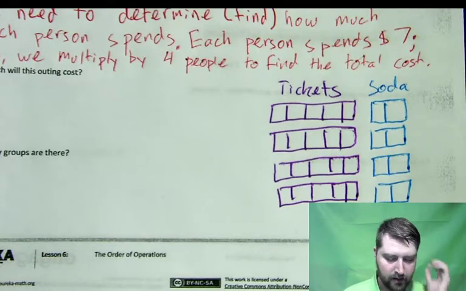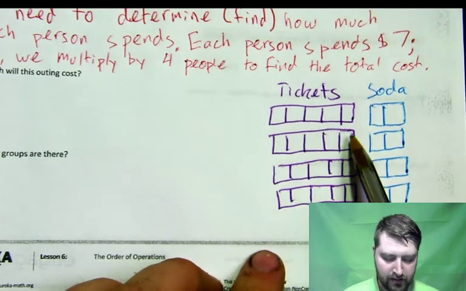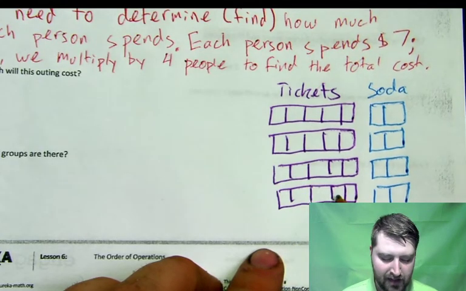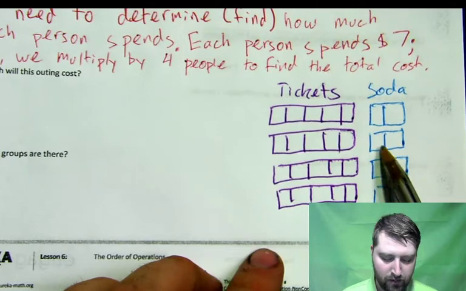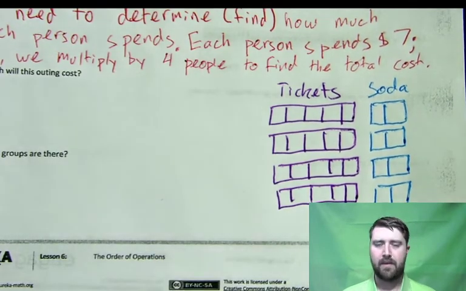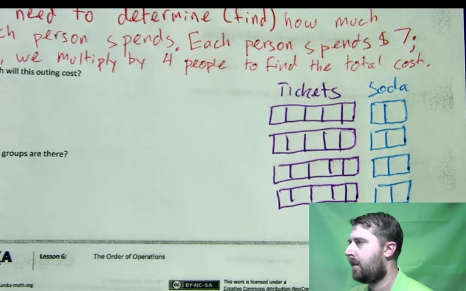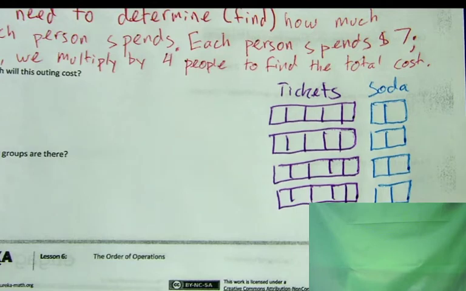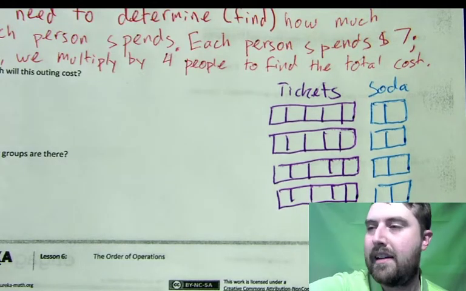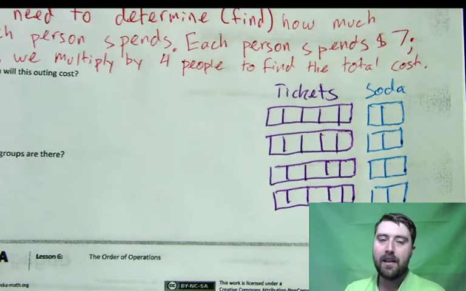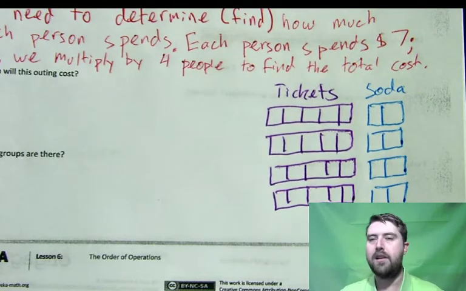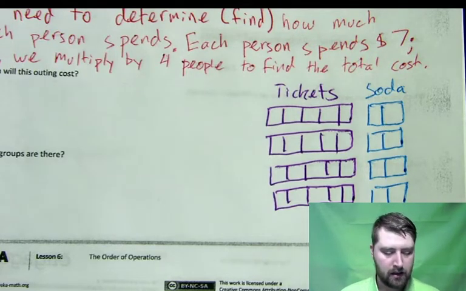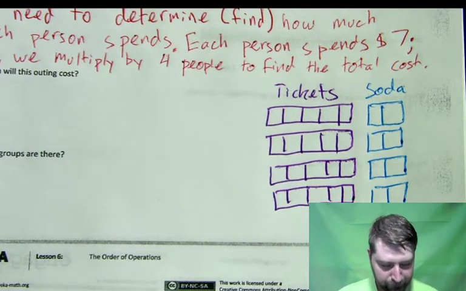So we can count that up. 1, 2, 3, 4, 5, 6, 7, 8, 9, 10, 11, 12, 13, 14, 15, 16, 17, 18, 19, 20, 21, 22, 23, 24, 25, 26, 27, 28. So we know there are 28 boxes, so we can check our work and say, is our answer 28 to match our 28 boxes?